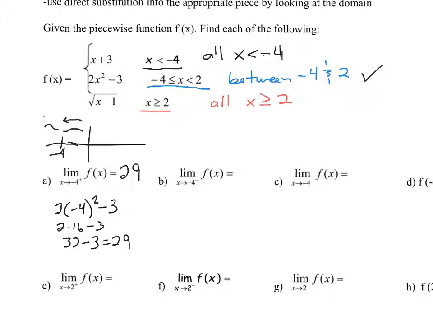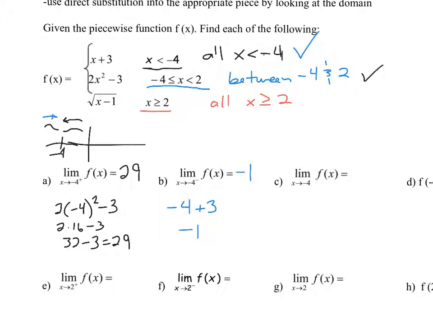Now the second part says what happens to the limit as it approaches from the left. Well, the left side of the graph is values that are smaller than negative 4. So in this one, I'm going to use the first piece of the graph. I'm going to plug the negative 4 into the first piece, and it's simply x plus 3, so negative 4 plus 3, which is negative 1.